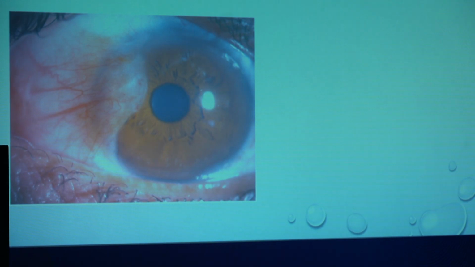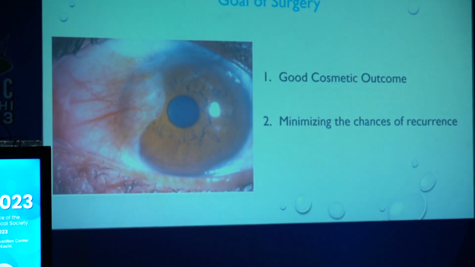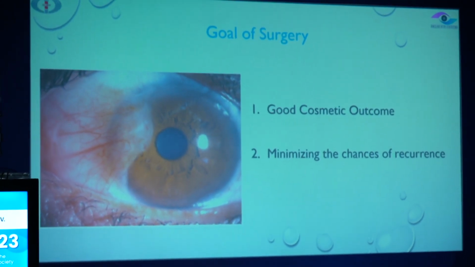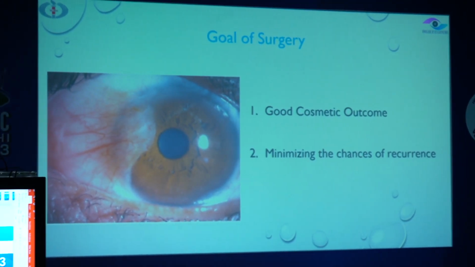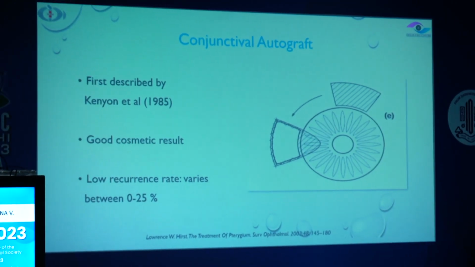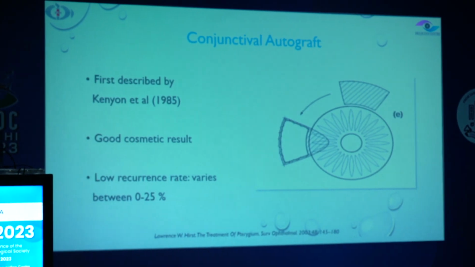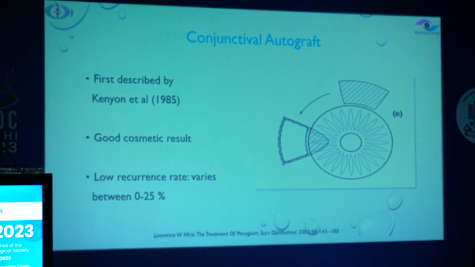When we look at pterygium, there are two main goals of surgery. Primarily to achieve a good cosmetic outcome, and the second goal being minimizing the chances of recurrence. Now, the traditional technique of conjunctival autograft was described way back in 1985 by Kenyon et al. And still remains the gold standard for these cases, and it achieves both these goals.